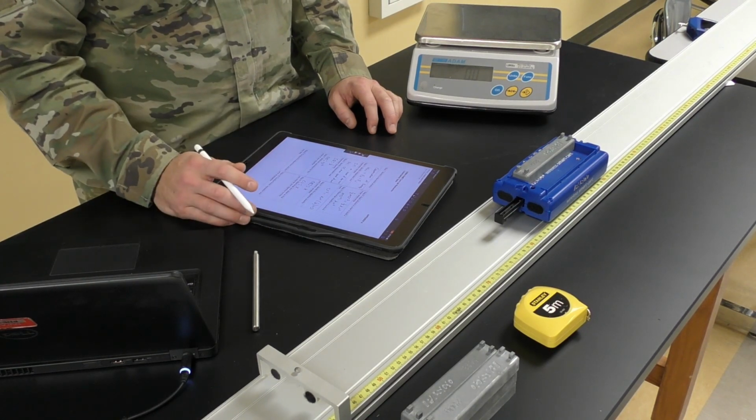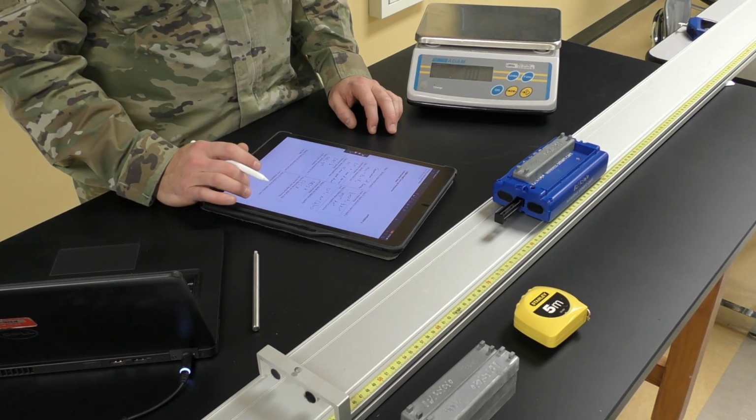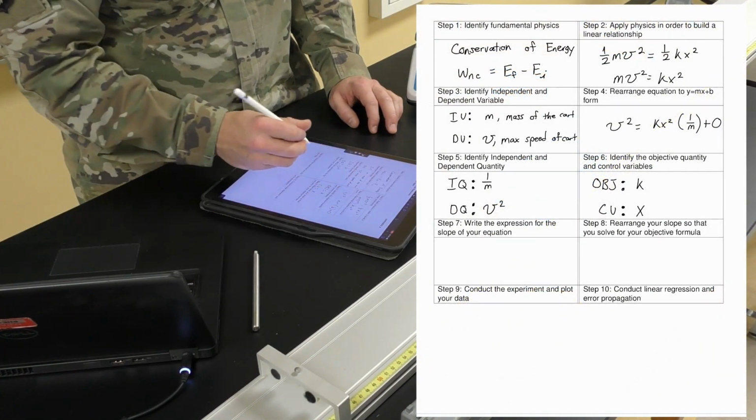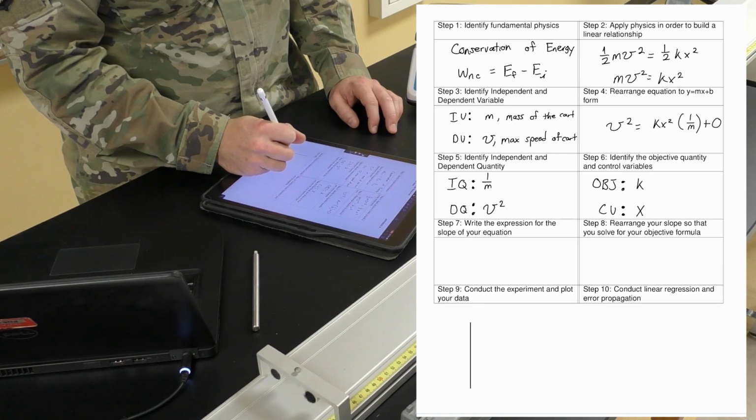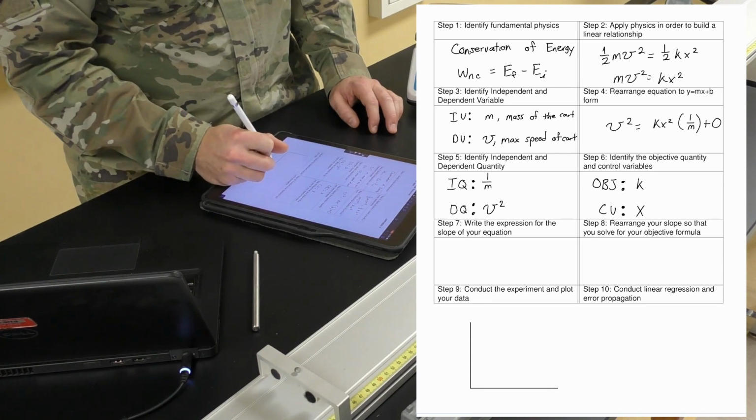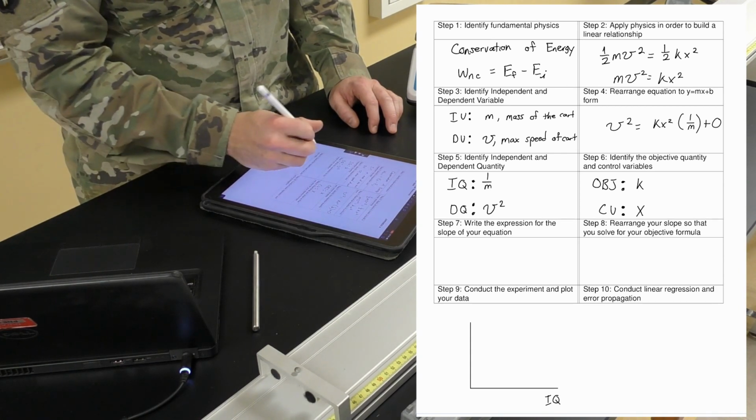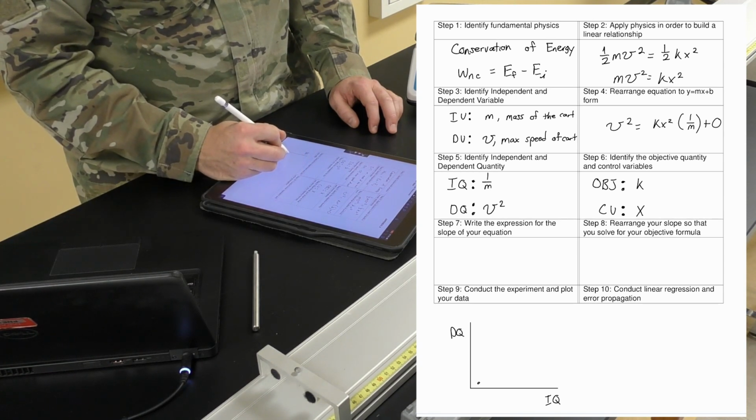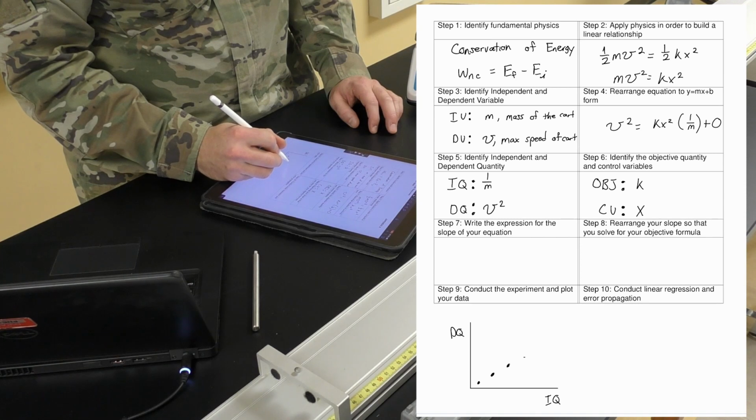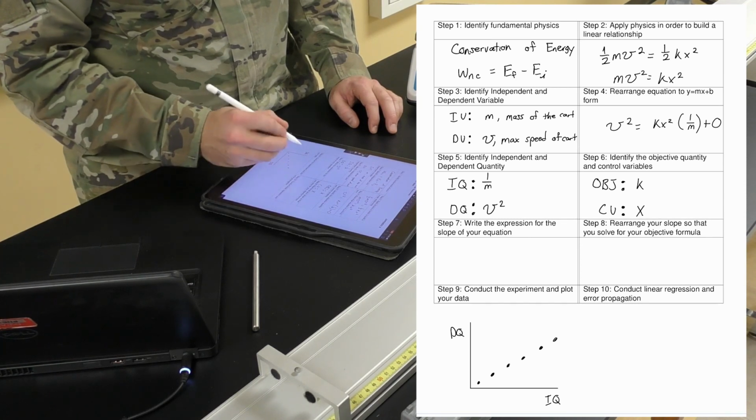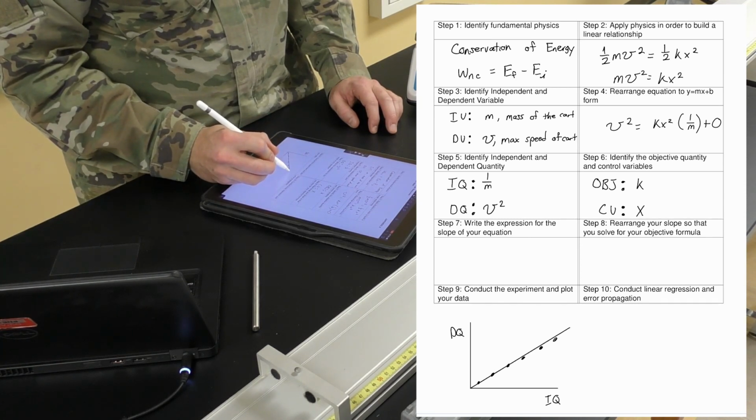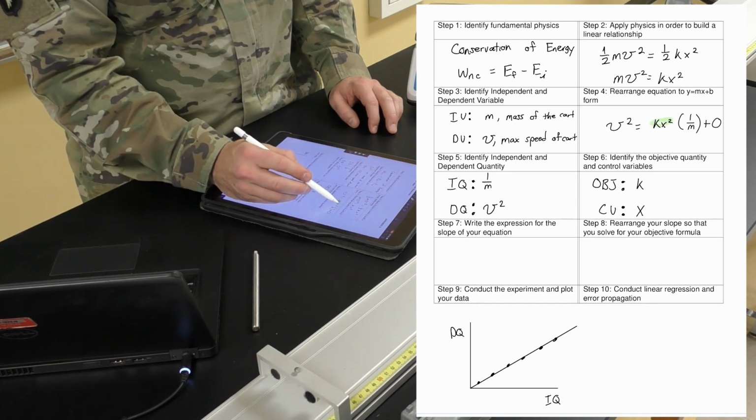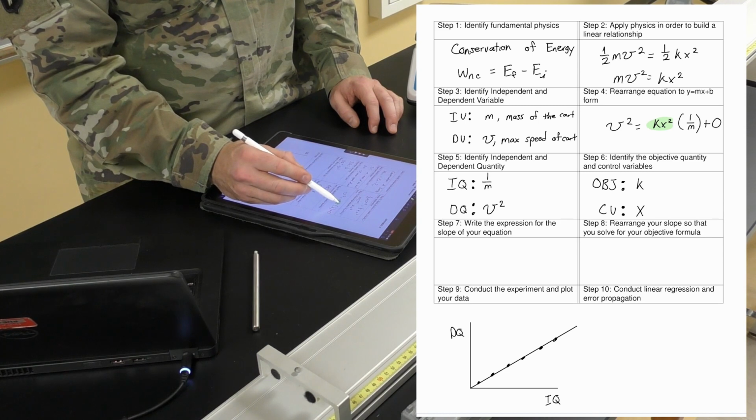Now on to step 7, which is probably the most challenging thing to understand about the linearization process. So I'll make sure to describe it as specifically as I can. When we take our independent quantity and our dependent quantity and plot them against each other, we have our independent quantity on the x-axis and our dependent quantity on the y-axis. We expect that our data points are going to give us a linear relationship.